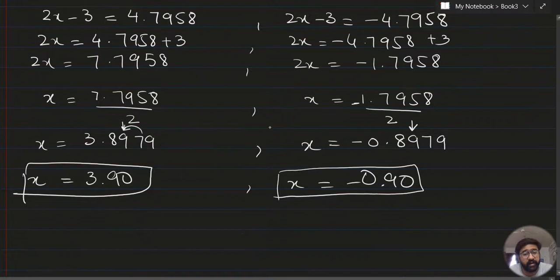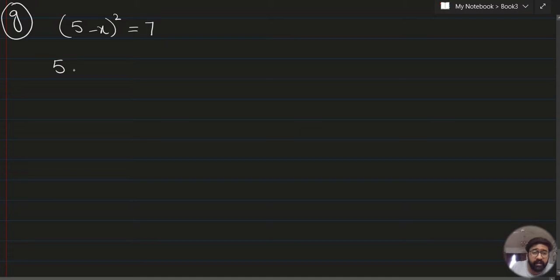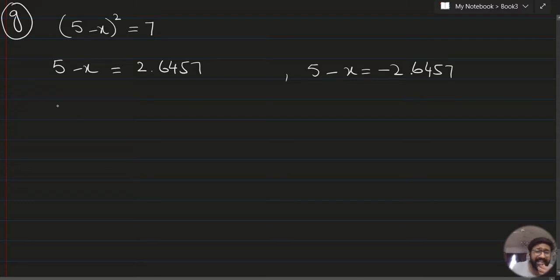Let's move ahead. Now the next part is the G part, and the G part is (5 minus x) whole square is equal to 7. Again, taking the square root on both sides, we are going to have 5 minus x is equal to 2.6457, and the same is going to be there with a negative sign, minus 2.6457.